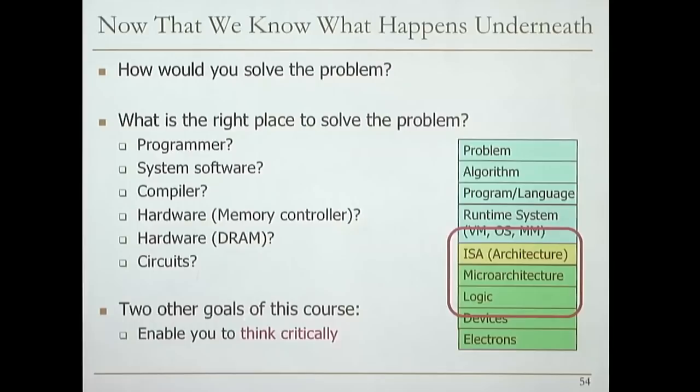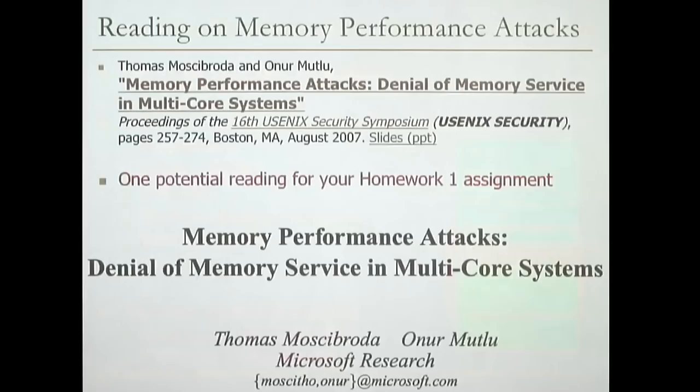Basically, there are two other goals of this course in addition to what we've discussed. One is to enable you to think critically. This is, I think, an example of critical thinking. Where do you solve the problem? What are the different trade-offs associated with it? Or where should you not solve the problem? I guess that's an easy one. And enable you to think broadly, because maybe you can come up with a solution that's completely different, right?